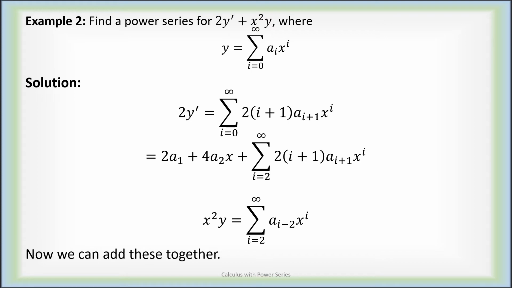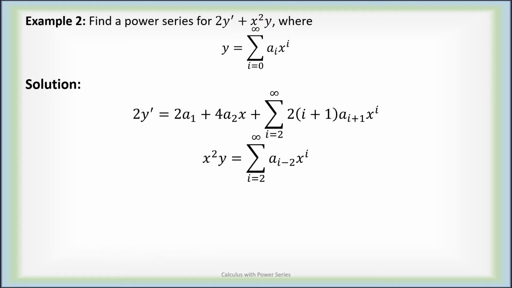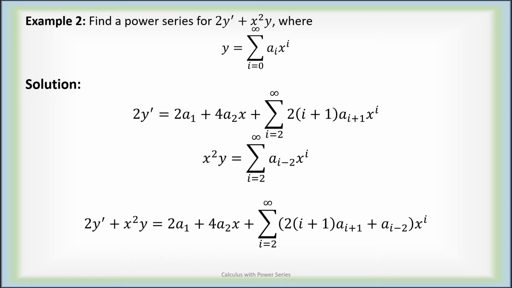So now we can simply add these together. So here are the series that we've derived for 2y prime and x squared y respectively, where we've done some re-indexing and some other work so that the sums have the same range of indices and the same power of x. So now we can add them directly.